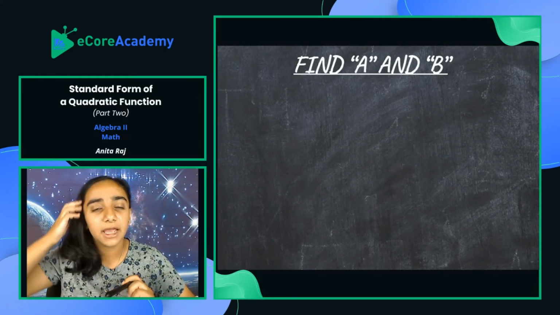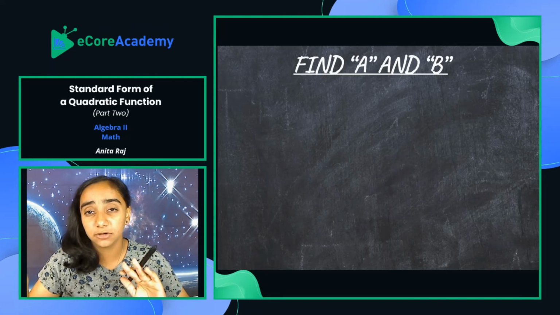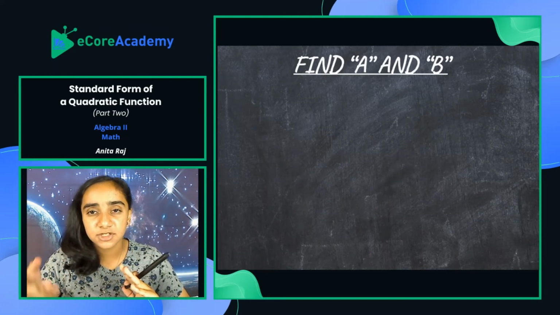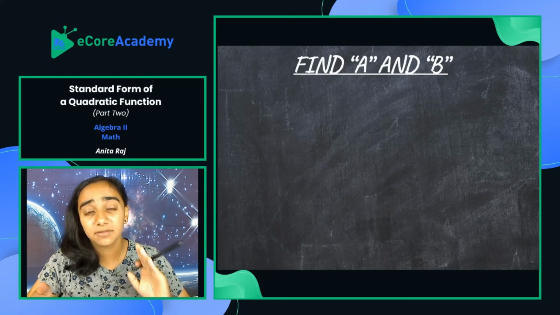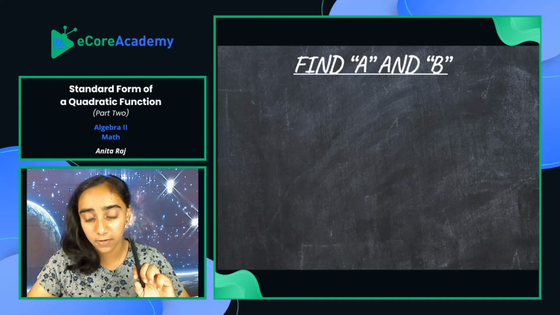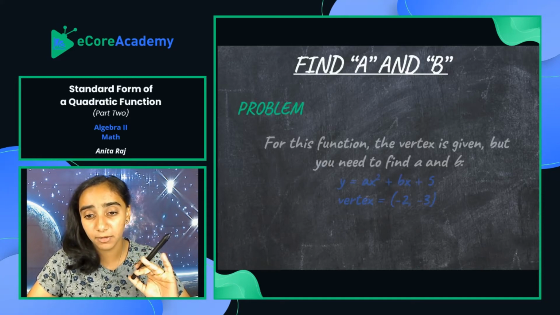So we're gonna be finding a and b. So in standard form, you've got y equals ax squared plus bx plus c. So we're gonna have the c value, but we're not gonna have either the a value or the b value. We're also gonna have the vertex. So using the y-intercept and the vertex, we have to find out what the a and b values are. I'll show you exactly how we do that, but first let me show you the exact problem.